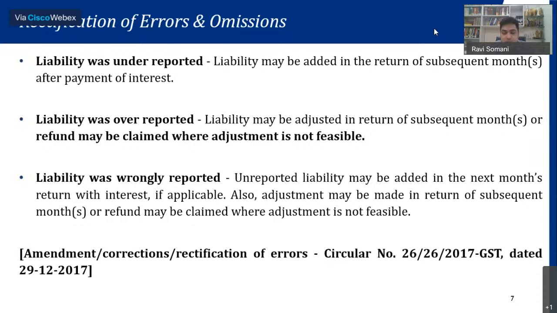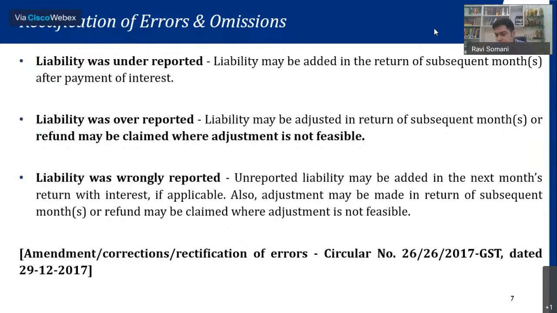I will talk about it a bit later, but for the time being, you can just note that circular 26 says that if there is any liability which is over-reported, you can either claim refund or adjust where feasible. Adjust where feasible, where not feasible go for refund. So that is exactly what the circular says. And where it is wrongly reported, you can correct it in the subsequent month.